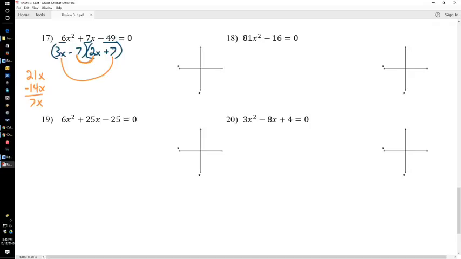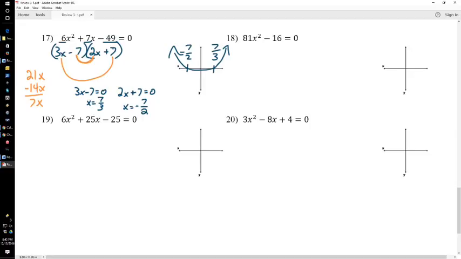So here we go. Set them equal to 0. So 3x minus 7 equals 0. Move the 7, divide by 3. X equals 7 thirds. Alright, so then we got 2x plus 7 equals 0. Move the 7, divide by 2. I get x equals negative 7 halves. So here we go. I got negative 7 halves, positive 7 thirds. Again, this is a scale, and that is your parabola.